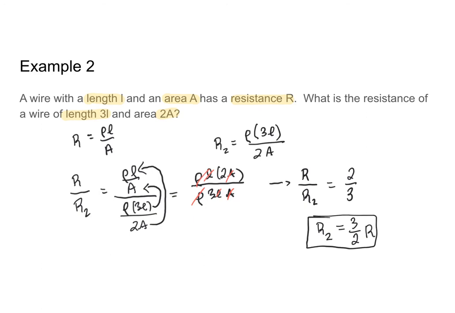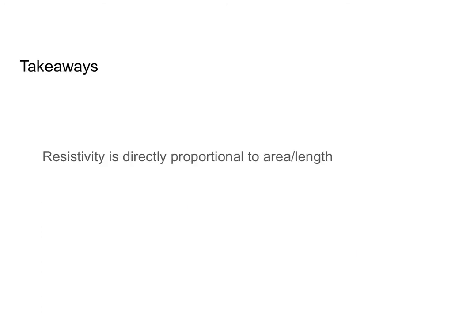And there you have it. We have done some dimensional analysis to figure out the relationship. We get to figure out how L and A affect the resistance of my wire, and how we can solve problems that have no numbers. So let's go ahead and talk takeaways.